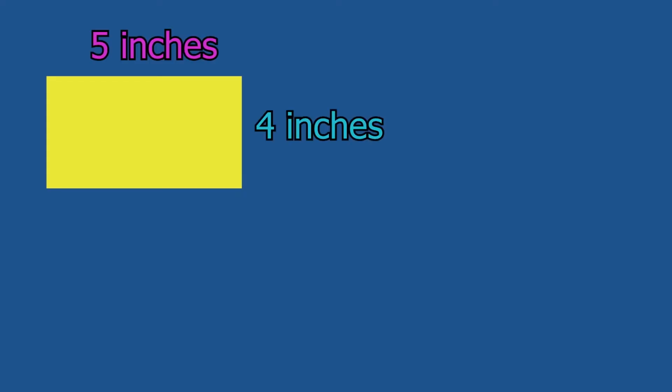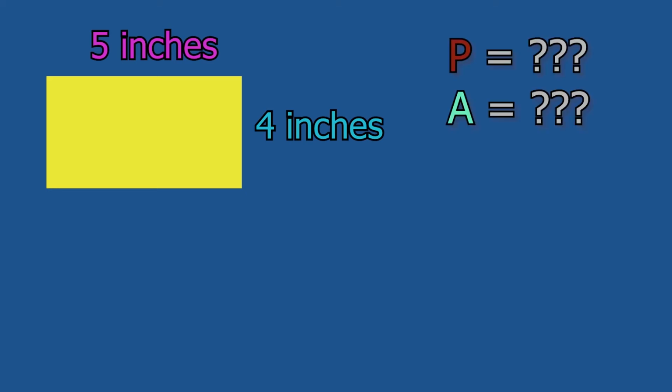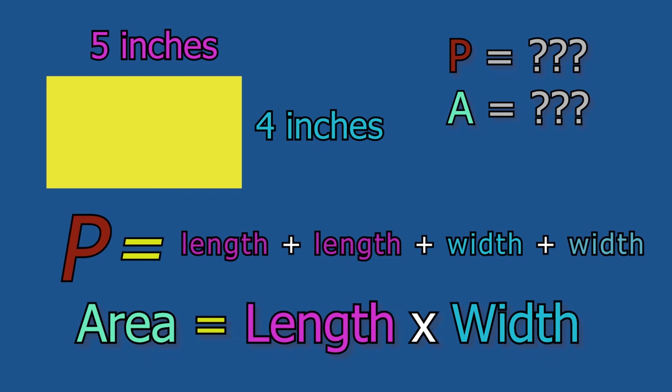Now let's do a practice problem to make sure you are getting these concepts. Here's a shape that is 5 inches long and 4 inches wide. Calculate the perimeter and area. I will put the formulas up here for you to use. And remember, you can pause this video if you need more time.